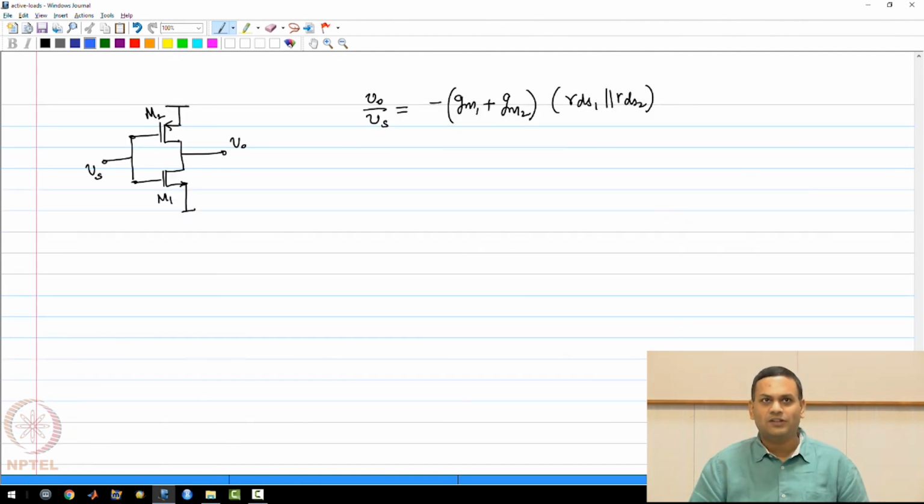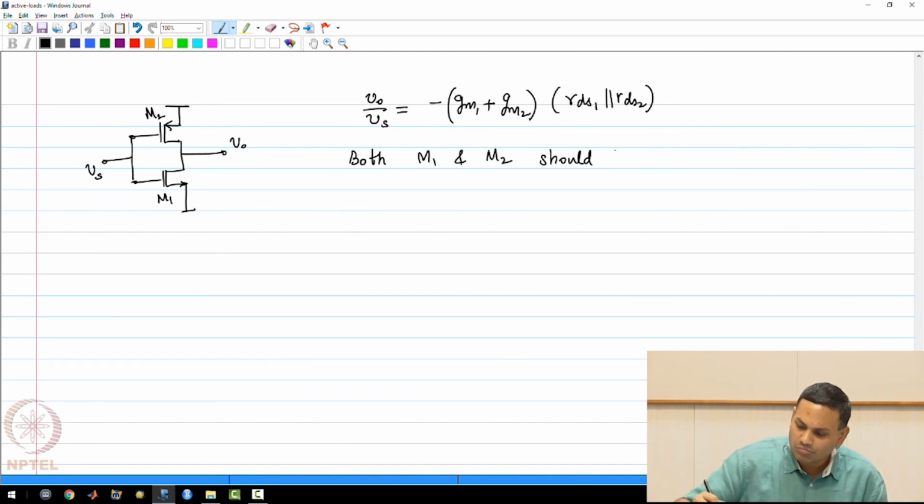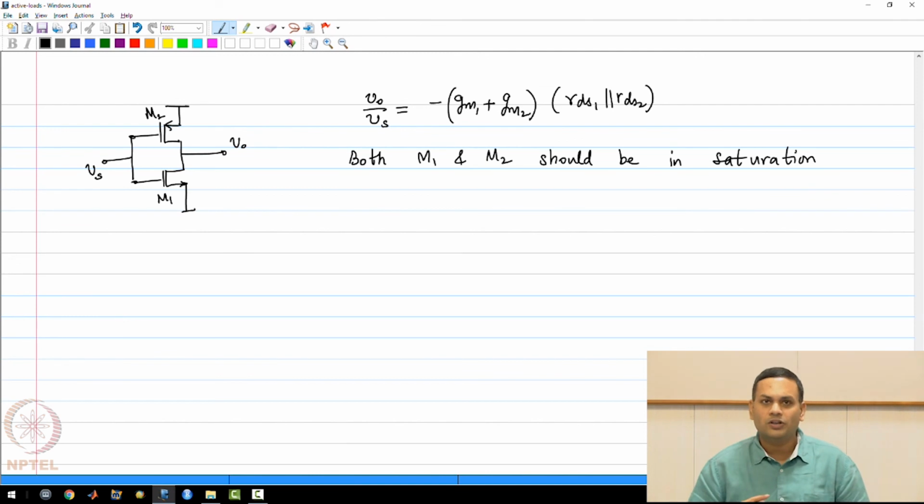Now for this particular circuit, each transistor acts as an active load for the other transistor. An important condition is that both M1 and M2 should be in saturation. Only if both of them are in saturation will you actually get large gain. If any one of them goes into the triode region, you will not get large gain, either for this circuit or for the previous circuit.